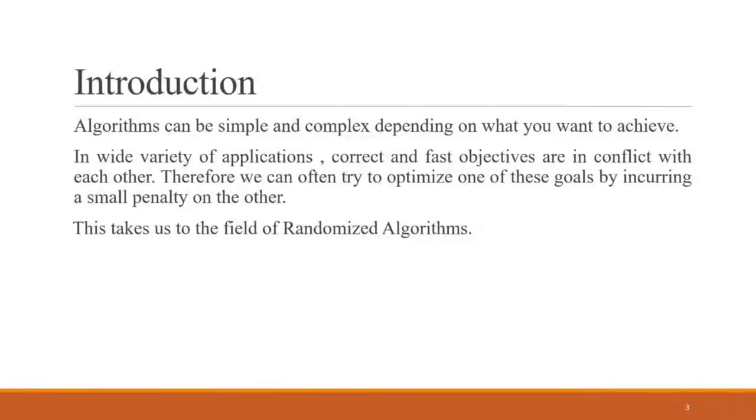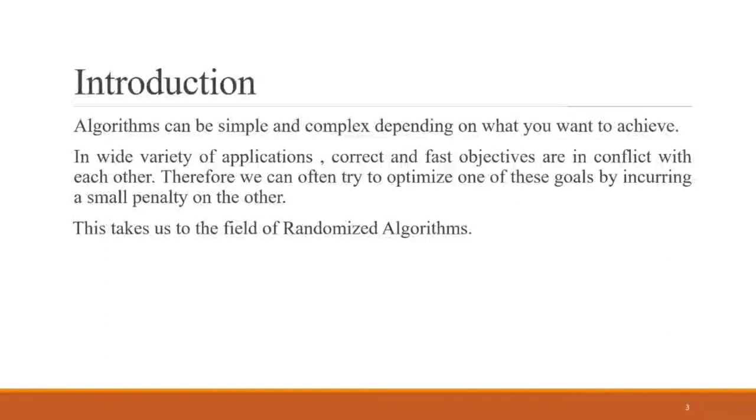What is an algorithm? An algorithm is a sequence of instructions to accomplish a certain task. These instructions should be unambiguous, that is, it should be clear, not complex. An algorithm can be simple or complex according to what we want to achieve. That is, according to the task, algorithms may be simple or complex.